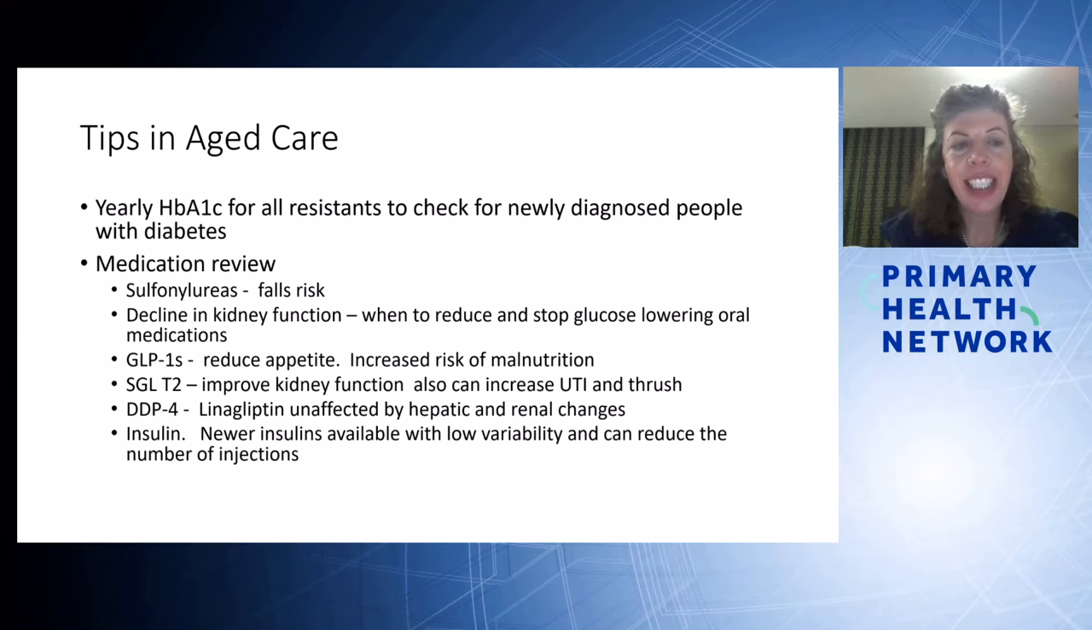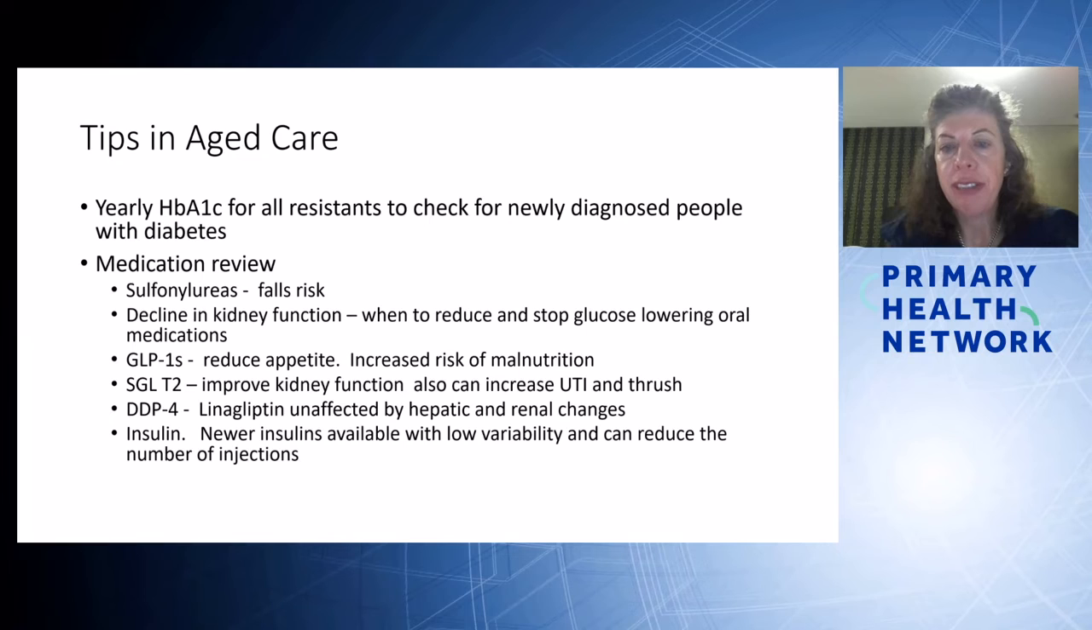So, tips in aged care. Everyone should have a yearly HbA1c for all residents, because the number one risk factor for developing type 2 diabetes is age. As the pancreas gets older and the little beta cells make less and less insulin, everyone has a higher risk of developing type 2 diabetes.